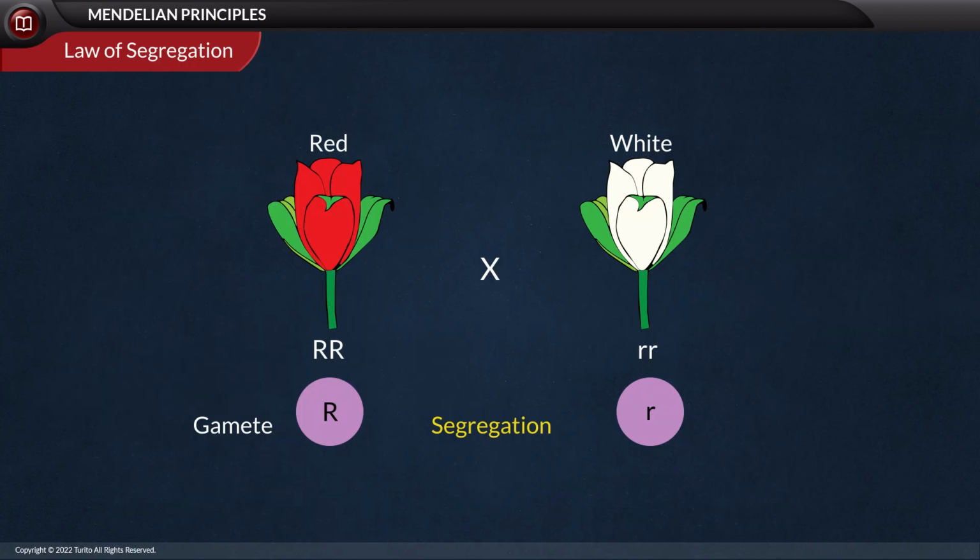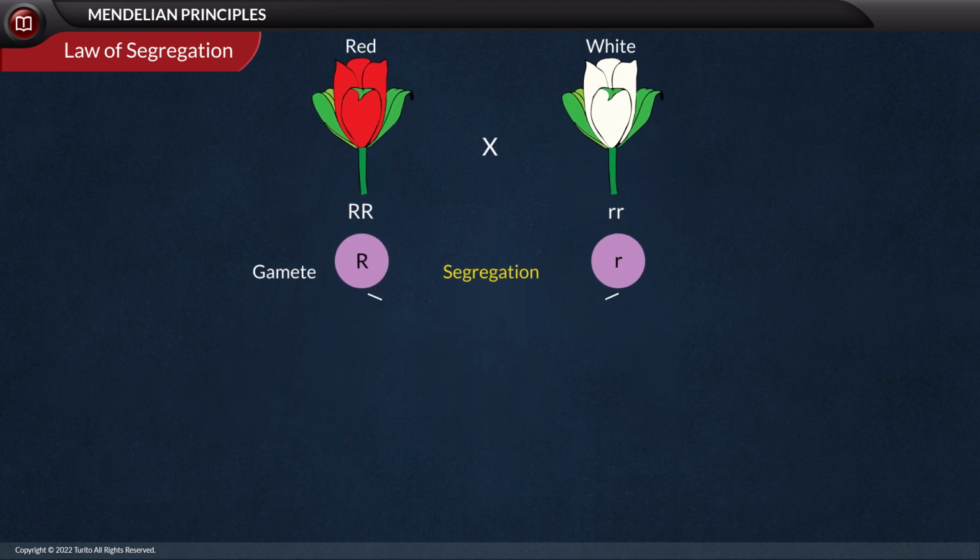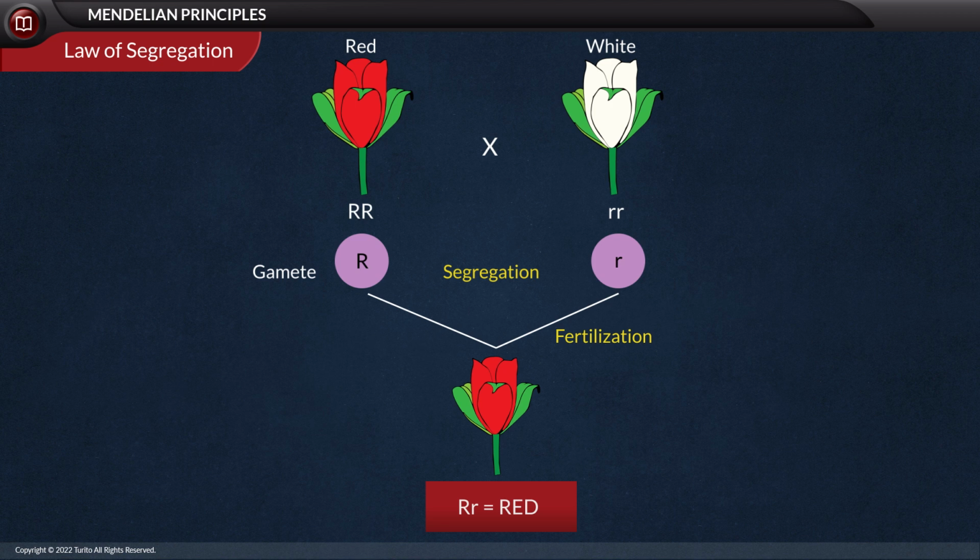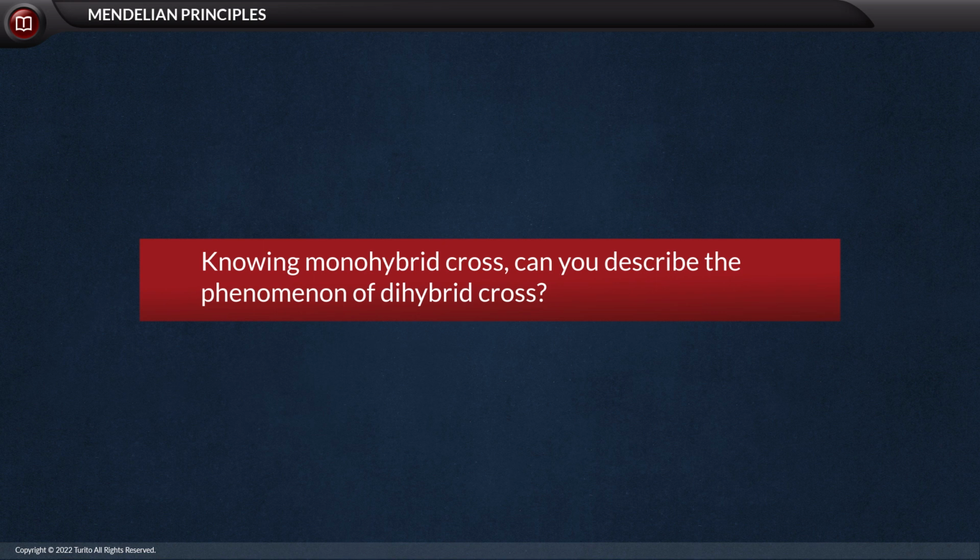Next, the law of segregation states that, during gamete formation, the alleles of a pair segregate randomly, so that each gamete receives one or the other allele with equal probability, which ensures the purity of gametes. Moreover, during fertilization, by the random fusion of gametes, the paired condition of alleles is restored. Knowing monohybrid cross, can you describe the phenomenon of dihybrid cross?